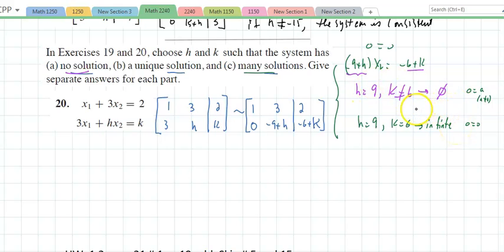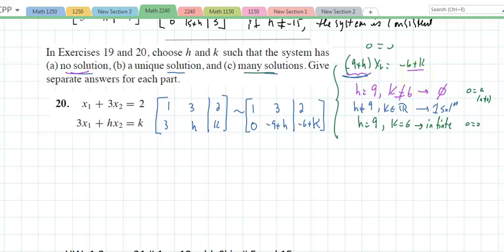And if I want the one solution case, unique solution, then I would like for this to be a number. I would like H not to equal 9, right? And it doesn't matter what K is. If K equals 6, then you get, say, 5x2 equals 0, x equals 0. That's a solution. If it equals 5, it equals 7, it doesn't matter.